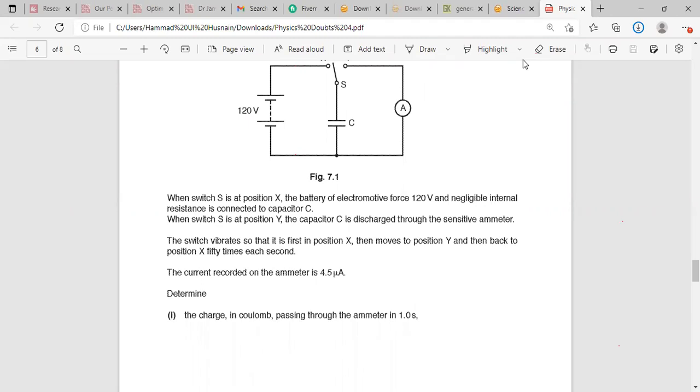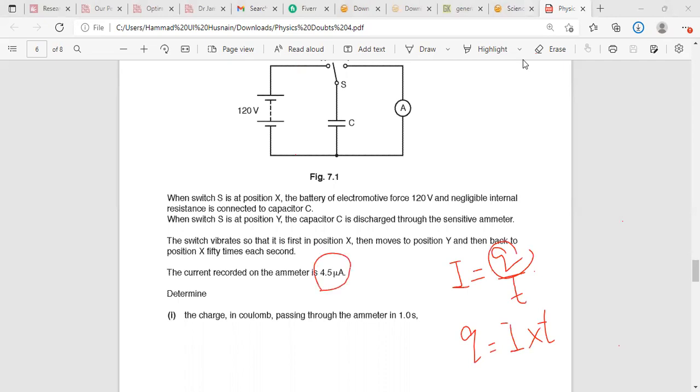So by definition of current, we know that I is equal to Q by T, right? We need to find the number of charges flowing through this ammeter in 1 second. So in order to find Q, we will just multiply current into time. Time is 1 second and current was 4.5 microamperes. So the charge flowing through this ammeter will be Q is equal to 4.5 into 10 raised power minus 6 coulombs, right? You got it?